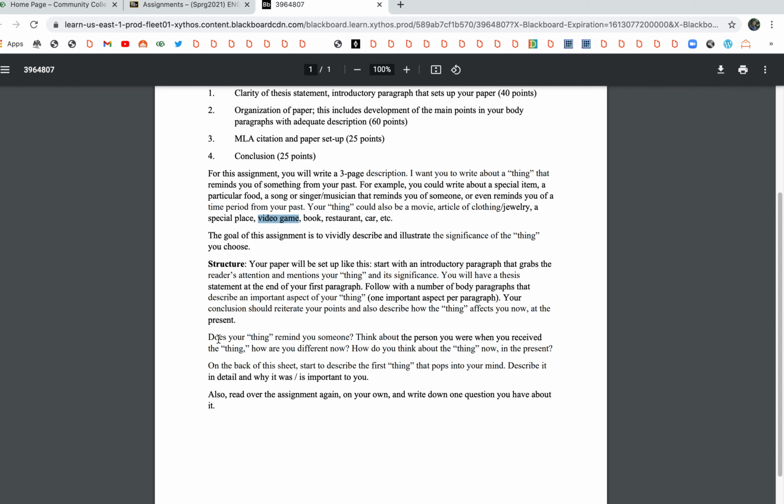So, that could be one aspect of your paper you're talking about. I want it to be grounded in the thing, the item, the special article, whatever. But then you could bounce off and talk about a person or people it reminds you of. Also, what I want you to do, think about the person you were when you received the thing.